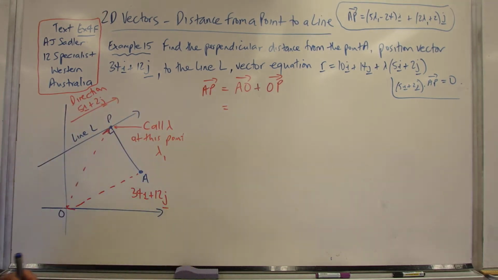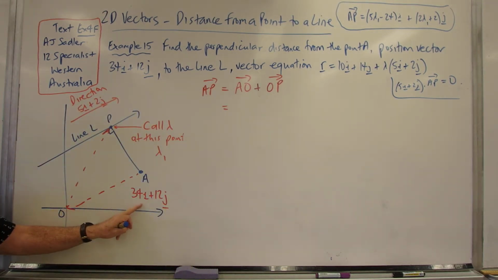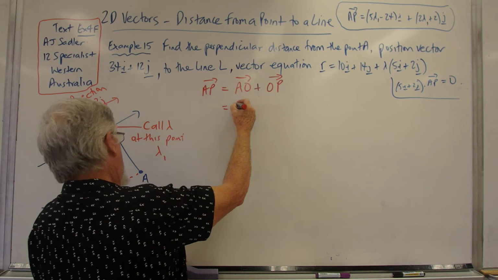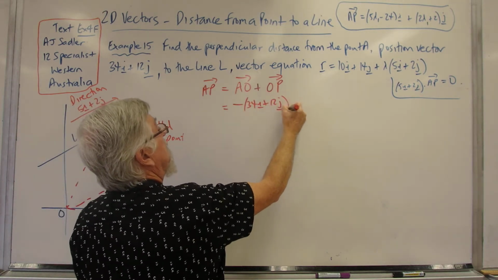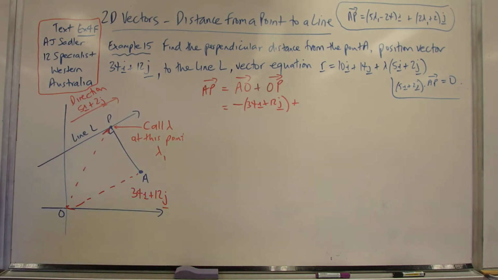Now AO is easy because it's the reverse of position A. So O to A would be that, so A to O would be the minus of that. So I can just write the minus of 34i plus 12j. Plus now I've got to get this OP. Question is, where is this P?